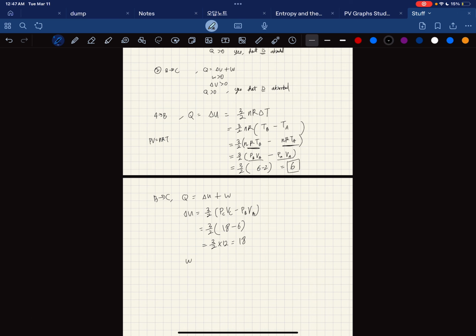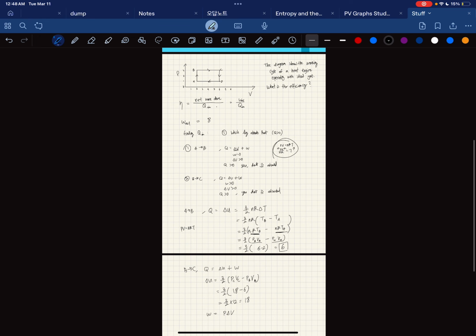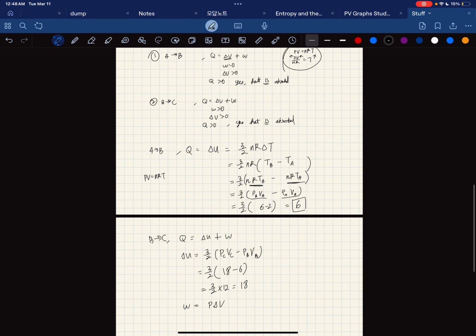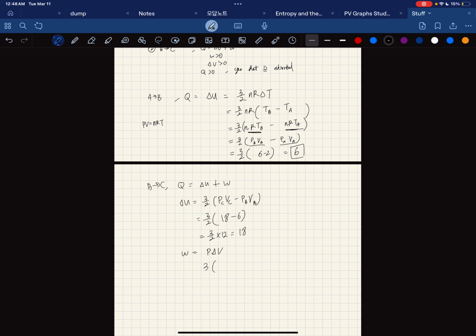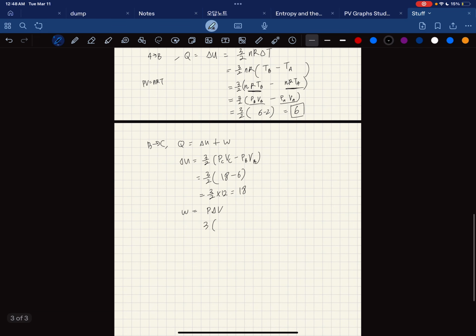Now let's find work done. That's pretty simple. We can just use P delta V. Now that would be 3 times change in V, which is 6 minus 2. Oh, sorry, equals 3 times 4 equals 12. So heat transfer is 12 plus 18, which is 30.